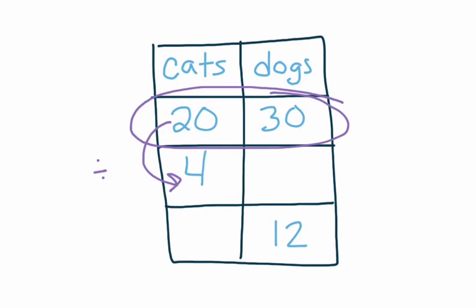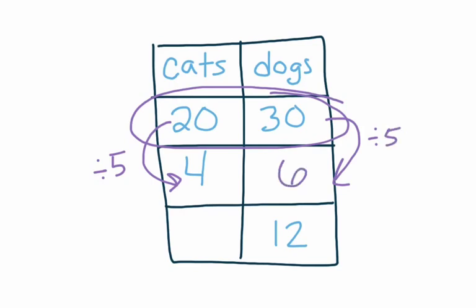So oftentimes we're able to get away with just using multiplication, but in this case, we will have to divide. I know that 20 divided by 5 gives me 4. So what I do to one side, I'm going to do to the other. 30 divided by 5 makes 6.